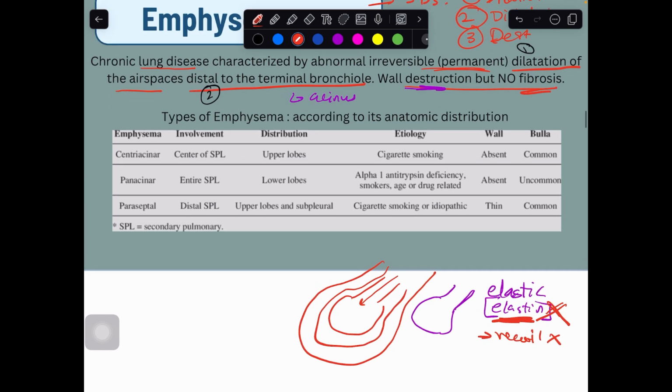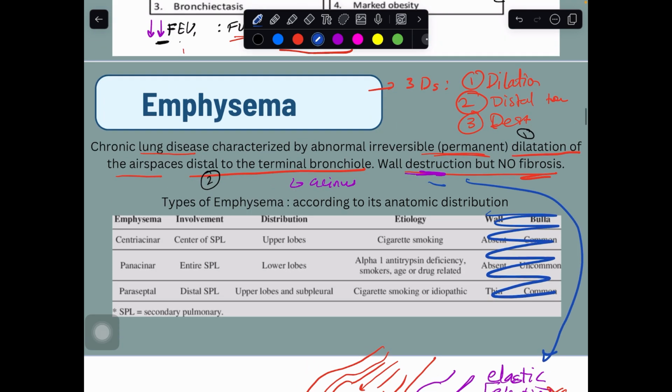So that's why with wall destruction there is dilation. Why? Because the elastin has been destroyed. What destroys the elastin? We will look into it. Now, the types of emphysema.